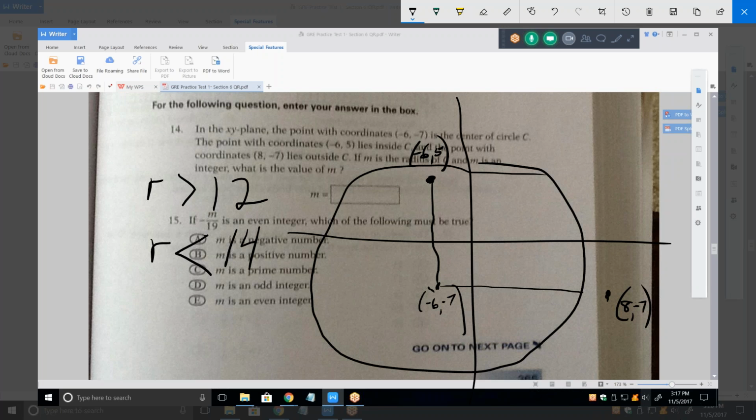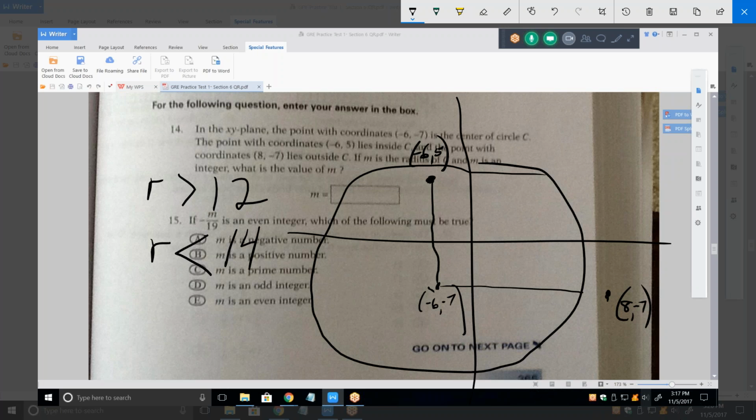Oh, I see what you're saying. Got it. Because this point is outside the circle, it has to be further away from the center than the radius of the circle is. And it's 14 points away. It doesn't matter if you do -6 minus 8 or 8 minus -6. What's key here is knowing the distance between these 2 points, the absolute value of it.